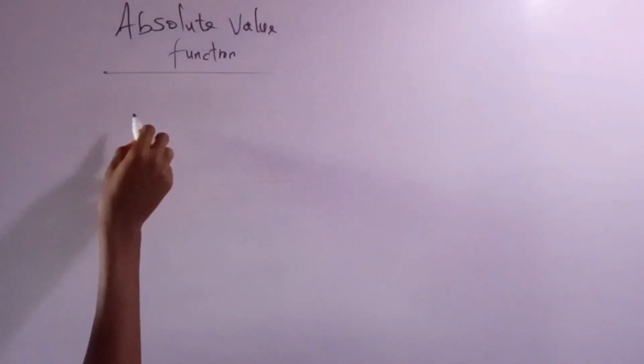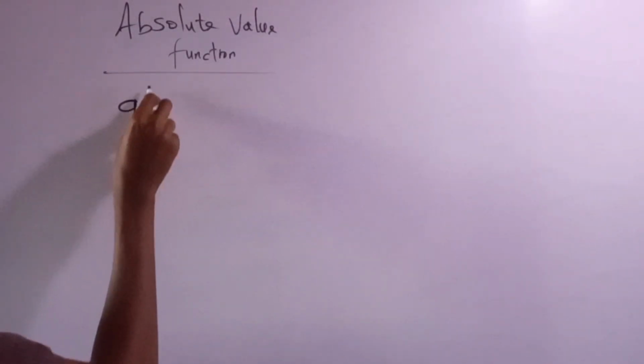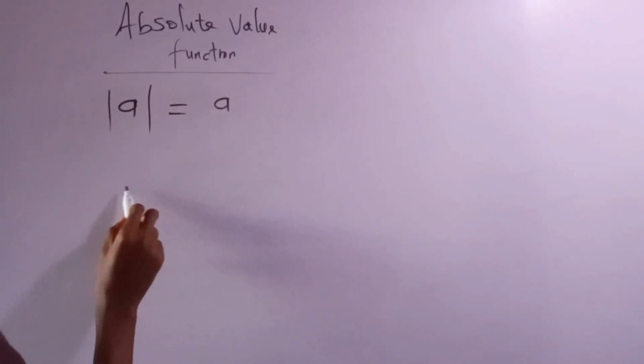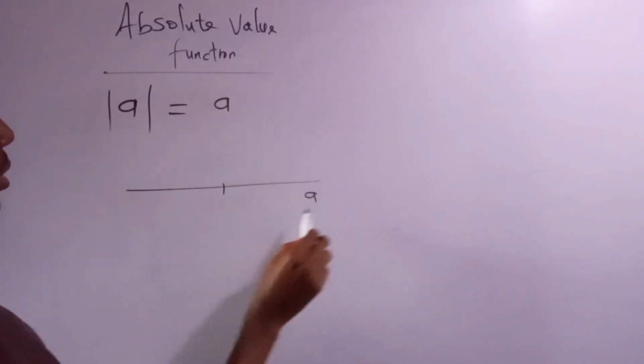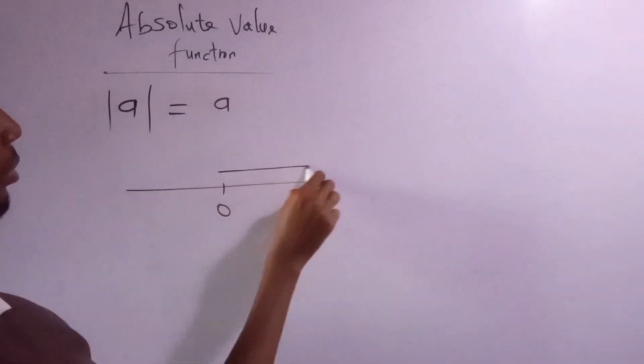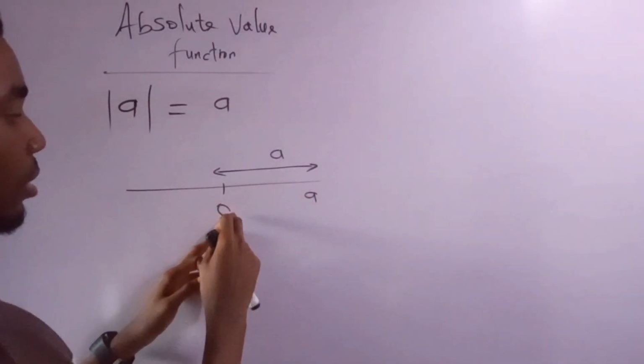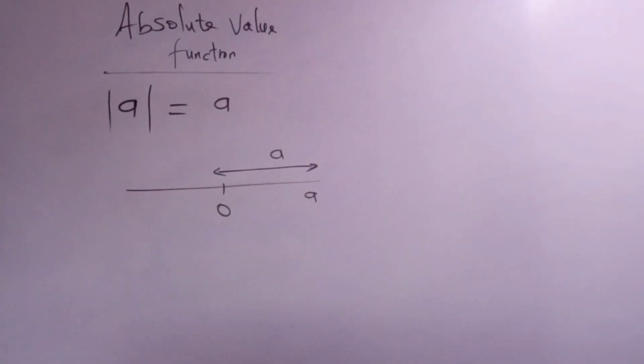Let's talk about the absolute value function of a number. The absolute value of a number is actually the distance between that number and 0. Take for instance, if I have a, which is a number, the absolute value of a is actually a, because the distance between a and 0 is given as a. So the absolute value function, like I said, is the distance between 0 and a particular number.